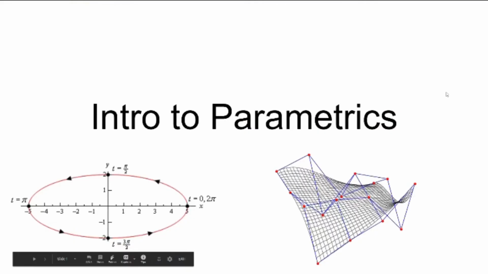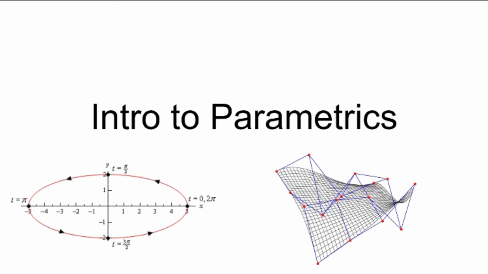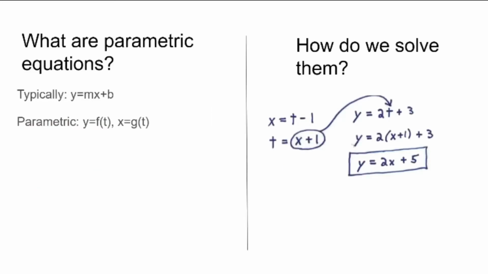Alright, so intro to parametrics. This will just be a little bit of review from pre-calc. So first, what are parametric equations? Typically, when we see equations in math, there are two variables, like y equals mx plus b, or y equals x squared, or y equals x squared plus 1. But in a parametric equation, there are actually three variables, and the third one will relate to the first two variables. So it'd be like y equals f of t and x equals g of t.